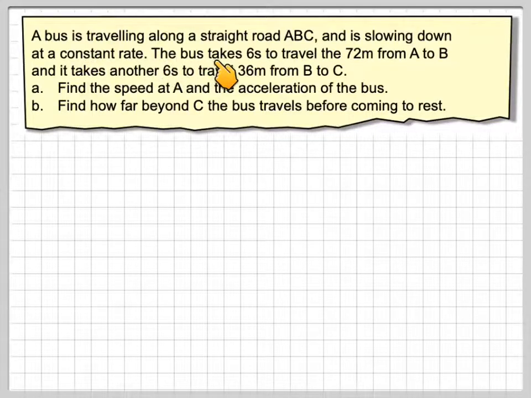A bus is travelling along a straight road ABC and is slowing down at a constant rate. The bus takes 6 seconds to travel the 72 metres from A to B, and it takes another 6 seconds to travel 36 metres from B to C. Find the speed at A and the acceleration of the bus. Find how far beyond C the bus travels before coming to rest.